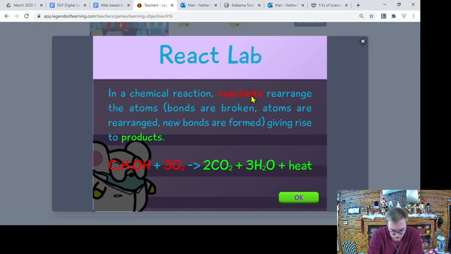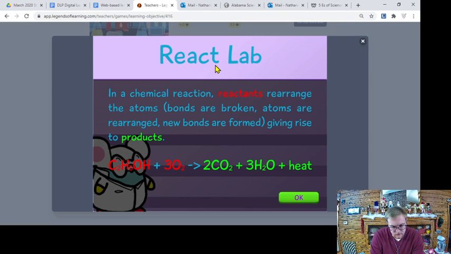So let's take a look at this React Lab here, because we're trying to look at how we can virtualize different aspects of science learning to deal with the current environment we're in. So everything we can do here, we can use Legends of Learning. Legends of Learning is a fantastic database of science and math games going from elementary school all the way up to middle school. And this one in particular is one of my favorite games, the React Lab.